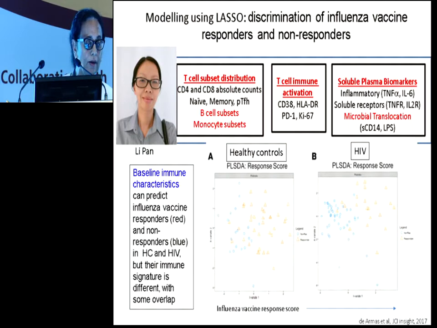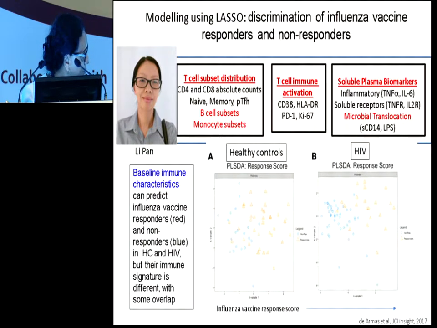And finally, we looked at modeling using what we call the lasso technique. Lee Penn, who's our statistician, did this work, and she took all of the markers that we looked at and made these plots. You can see the red triangles are responders, the blue are non-responders, and you can segregate responders and non-responders.